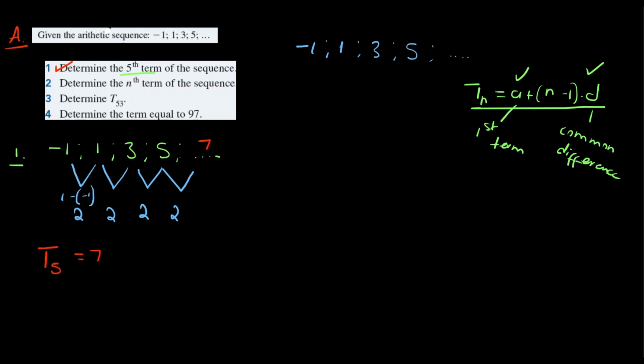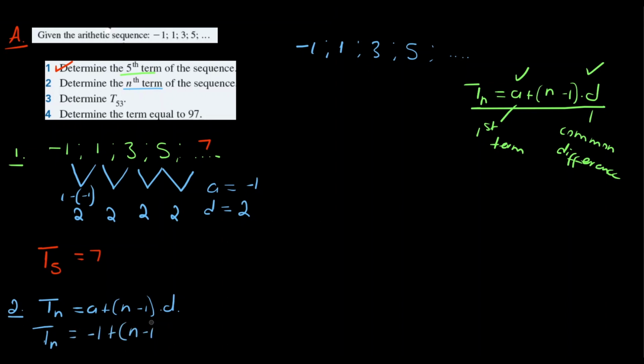So if we go to question number 2, it asks us to determine the nth term of the sequence. So the nth term of the sequence is really the general term Tn. Tn is equal to a plus n minus 1 times d. So from the above, we saw that our a, our first term, was -1, and d, the common difference, was 2. So we just substitute all those values in there. Tn is equal to a, which is minus 1, plus n minus 1 times d, which is 2.